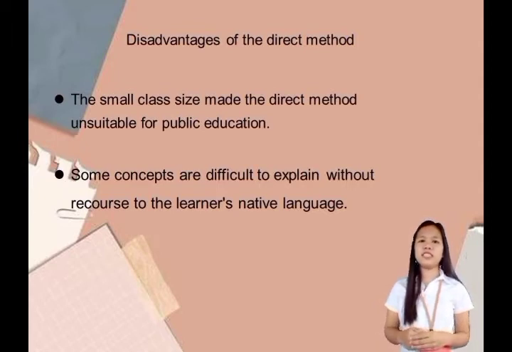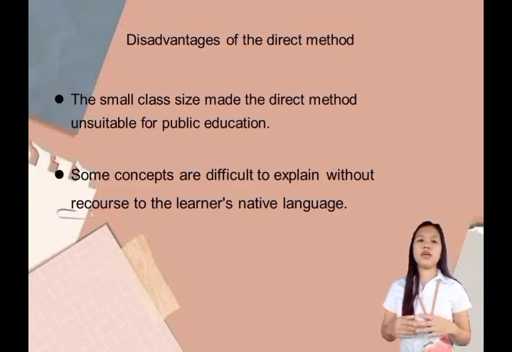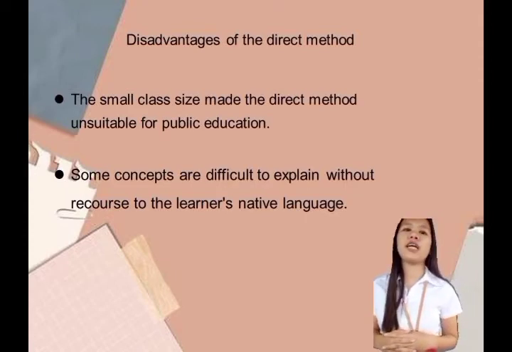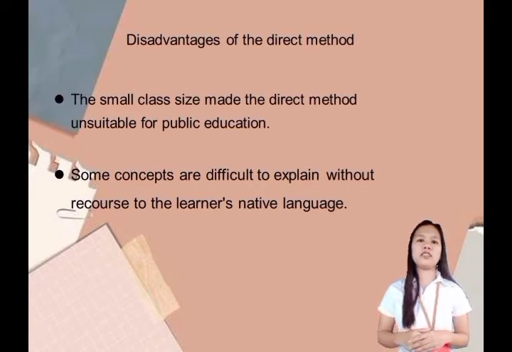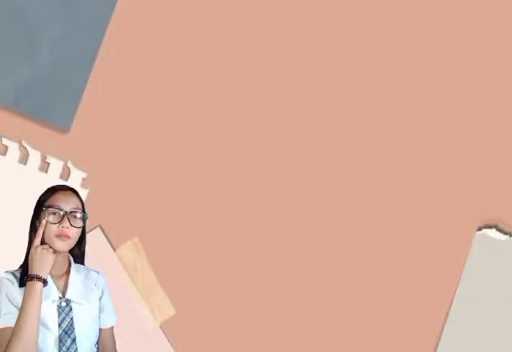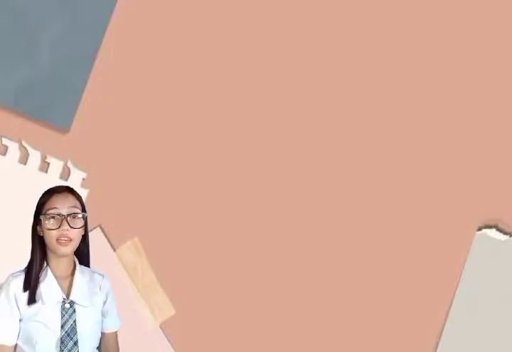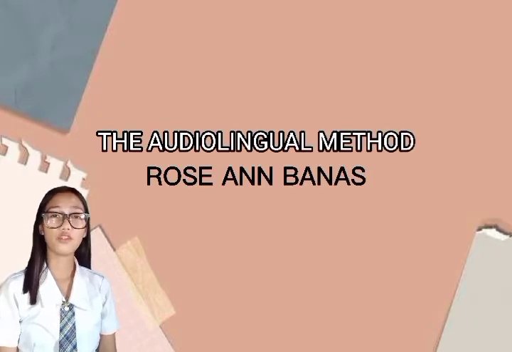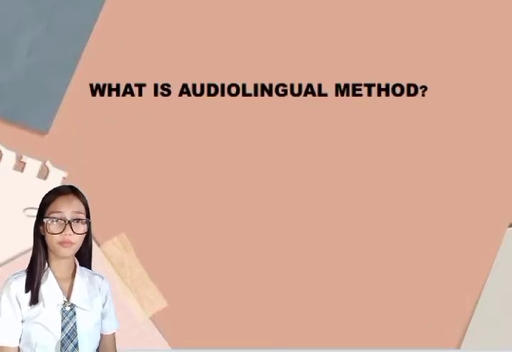So, when there is a big distance between the learner's native language and the target language, certain aspects are difficult to explain without using the learner's native language. This is especially the case of the grammar and certain communicative and cultural subtleties. At the early stages, the learner simply lacks the vocabulary to understand these aspects when they are explained in the foreign language. So, as I assign the third method, which is the audiolingual method, let me ask you first, what is audiolingual?